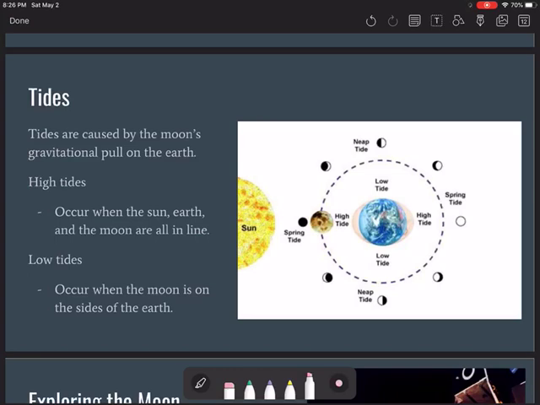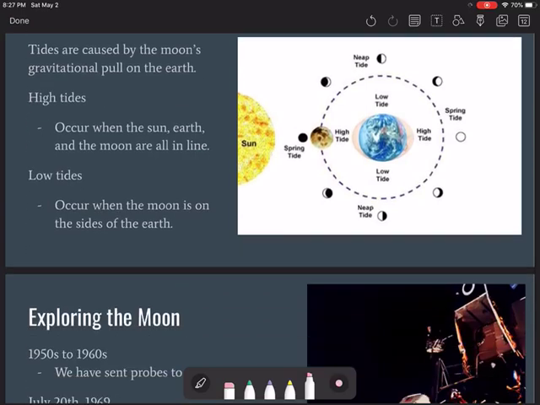Actually in Canada, in Hopewell Rocks in New Brunswick, that's on the Bay of Fundy there, that's one of the places where you could experience the most drastic tides in the whole entire world. I was actually there this past summer, and over the course of one day, the tides changed about 40 meters. It was insane. But yeah, that was pretty cool.